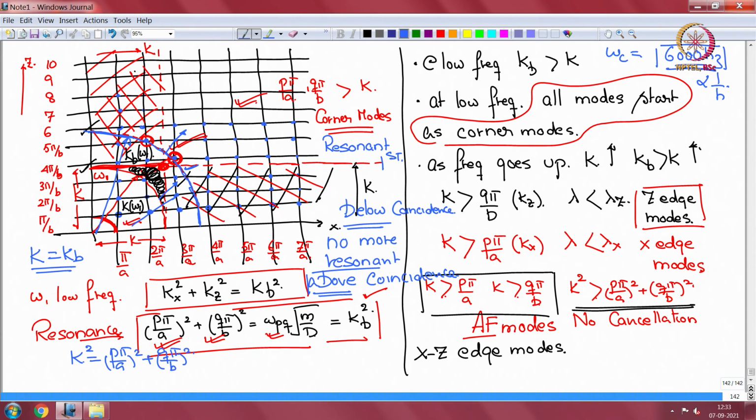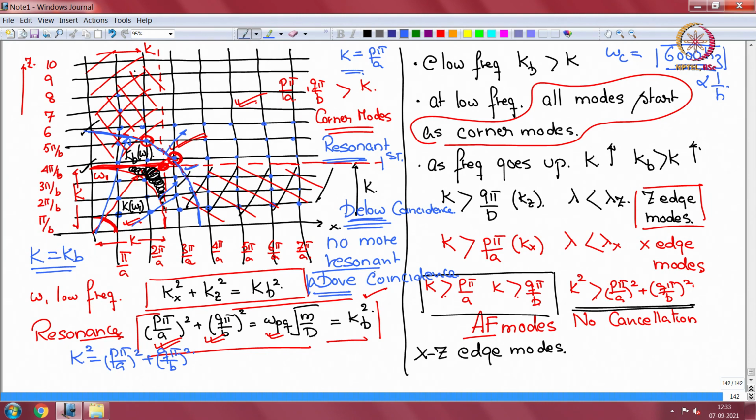Okay, in the 1D case we saw what? K becomes equal to P pi by A. Okay, in the same sense over here. So now the mode was earlier resonant because KB passed through it. Now it is above its own coincidence. So it becomes an efficient modal radiator. However, it is no more in resonance. Okay, so that's how it goes. When the mode is resonant, it is not above coincidence. When the mode is above coincidence, it is no more resonant.